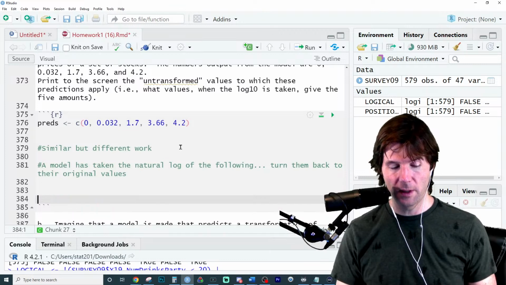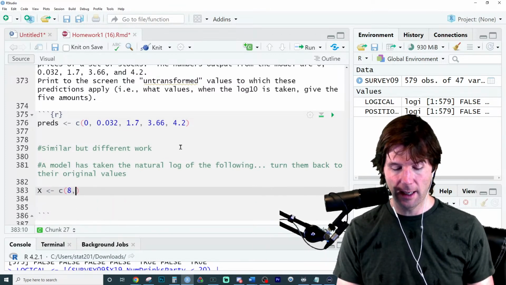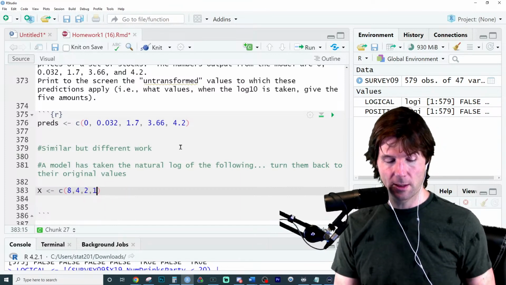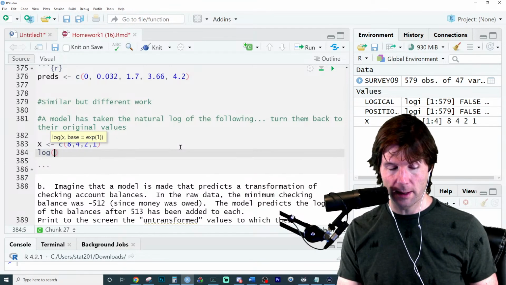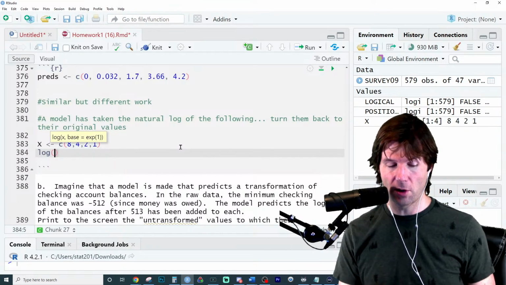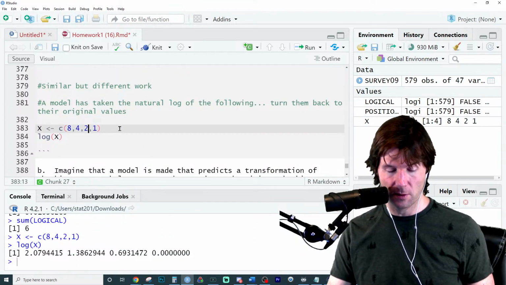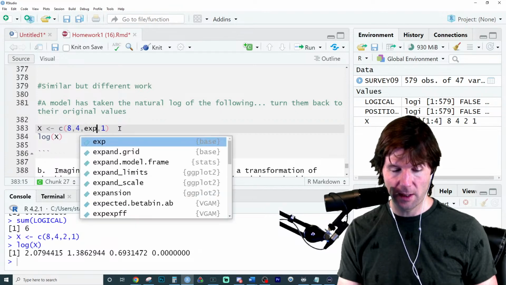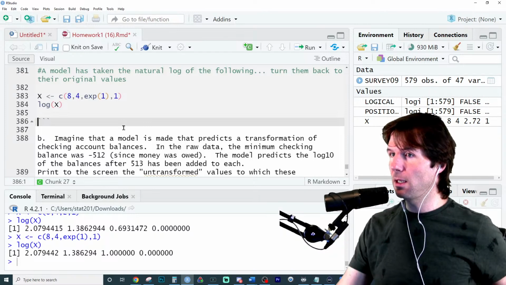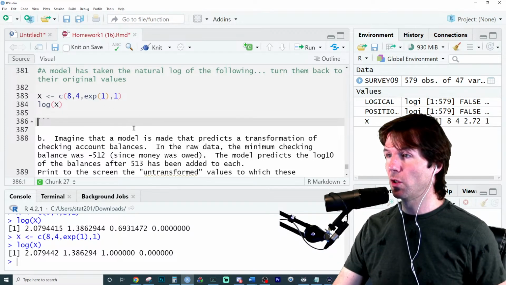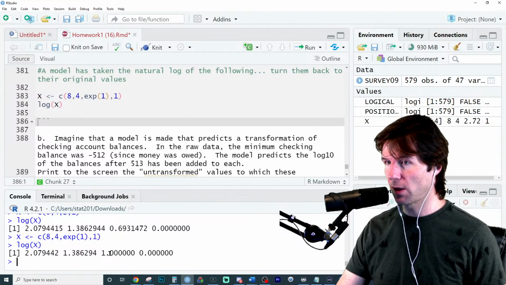The natural log means if we had data that was, let's say, 8, 4, 2, and let's go to 1, then if we natural log it, we'd be doing log of X, and this is log base e, which is the natural log. We could do something like exp(1), there we go, because now e is written as exp(1). So if we do log base e of e, it's going to be 1, which is the third thing right here.